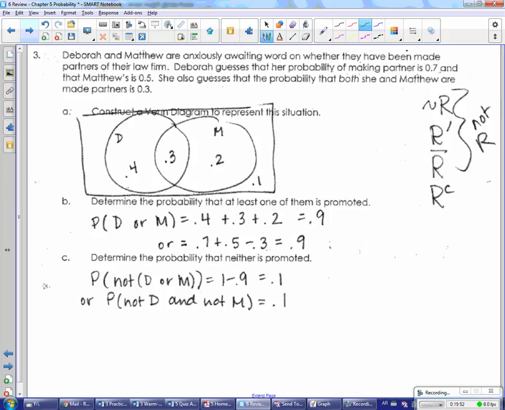So Deborah and Matthew are anxiously awaiting word on whether or not they've made partner in a law firm. Deborah guesses that her probability of making partner is 70%. So if this is my circle representing Deborah, everything in here has to add up to 70%. Matthew's probability is 50%, so everything in this circle has to add up to 50%.